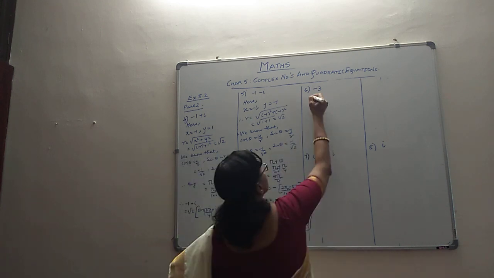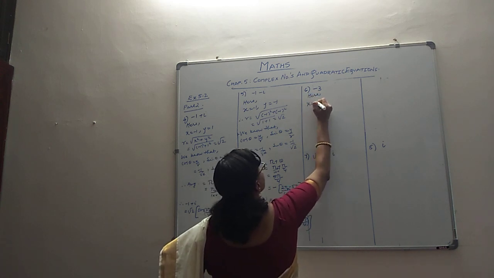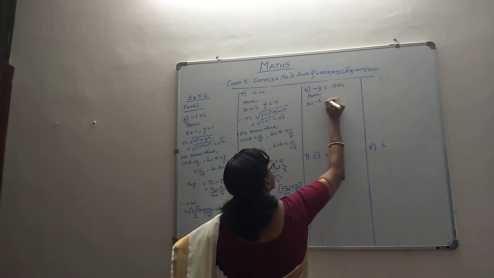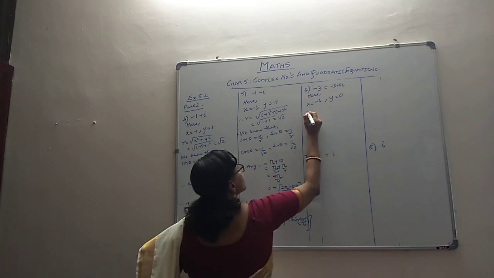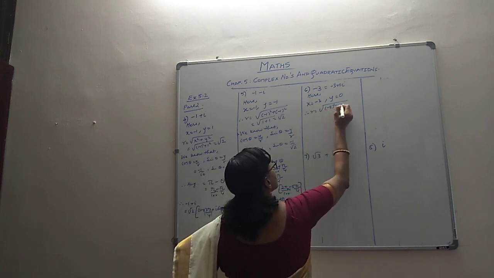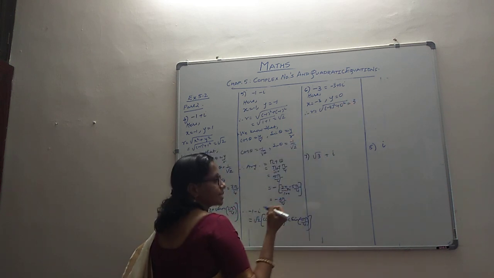Okay, minus 3. So here our x is minus 3. Actually minus 3 means minus 3 plus 0i, and y is 0. So what is r? It is root of minus 3 squared plus 0 squared. That is root of 9, that is 3 only. So r is done.